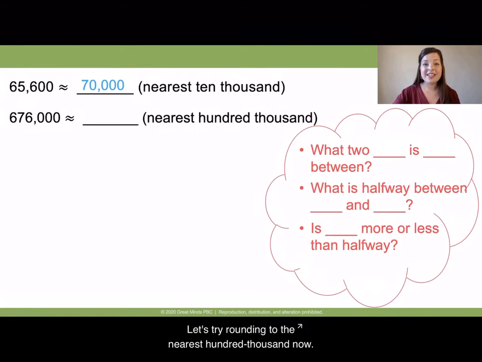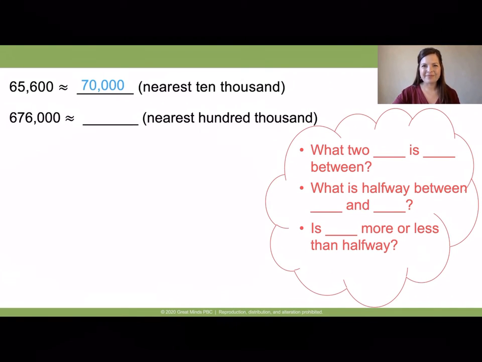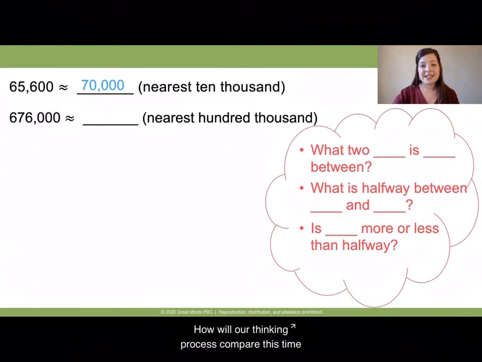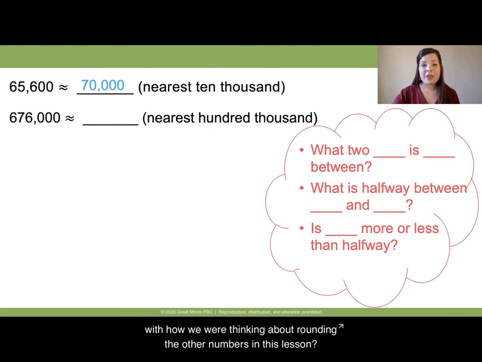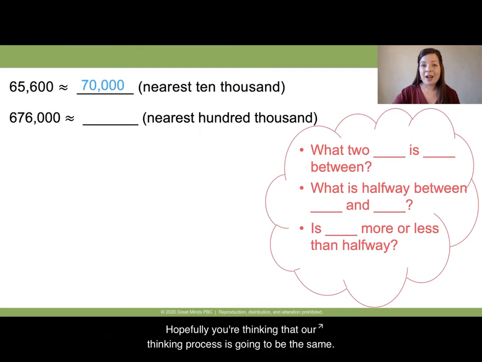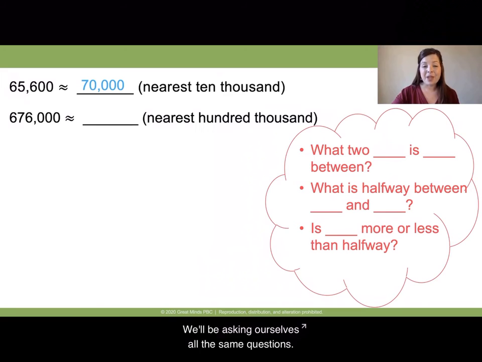Let's try rounding to the nearest 100,000 now. Whisper read this number. Let's round 676,000 to the nearest 100,000. How will our thinking process compare this time with how we were thinking about rounding the other numbers in this lesson? Hopefully you're thinking that our thinking process is going to be the same. We'll be asking ourselves all the same questions, just this time we'll be thinking about the 100,000 unit.